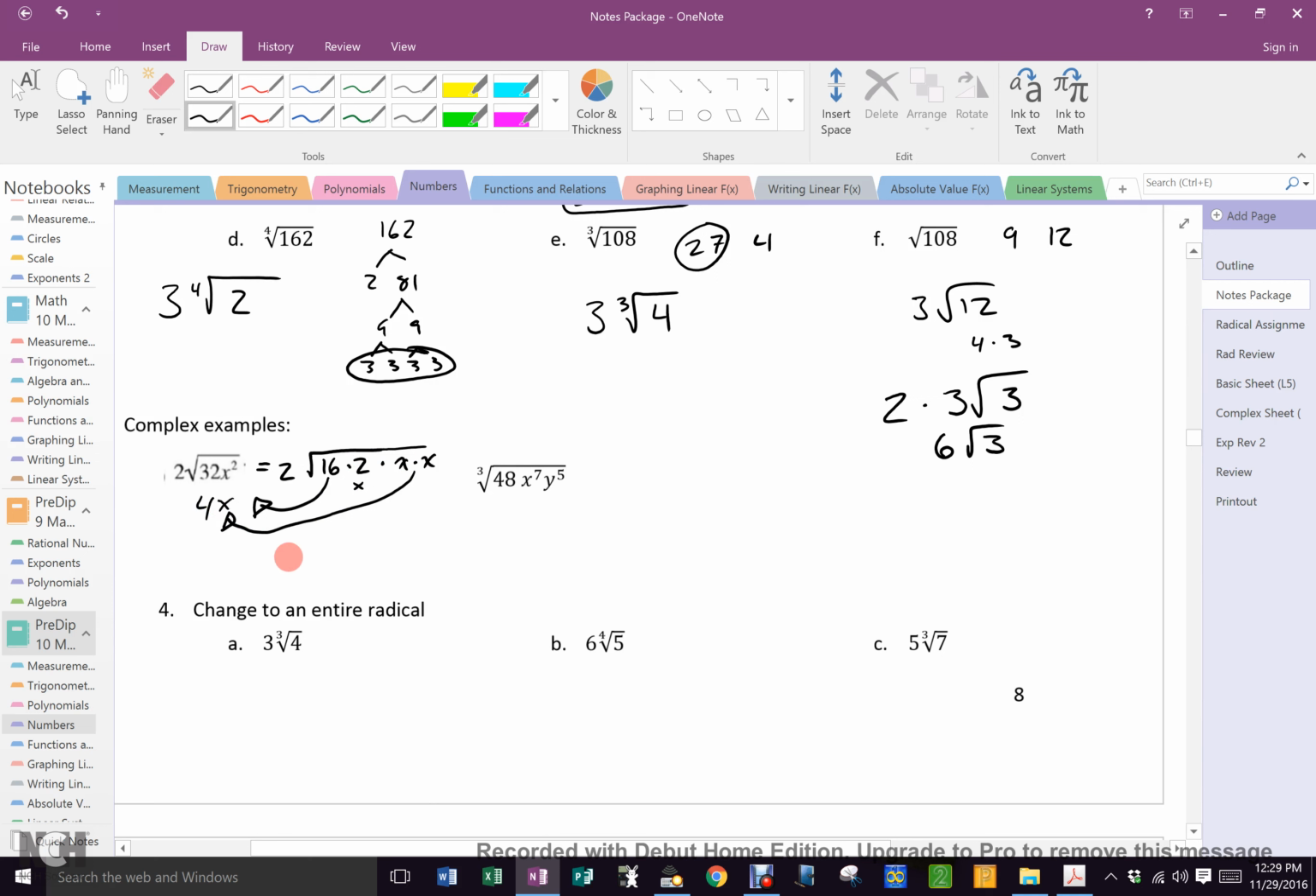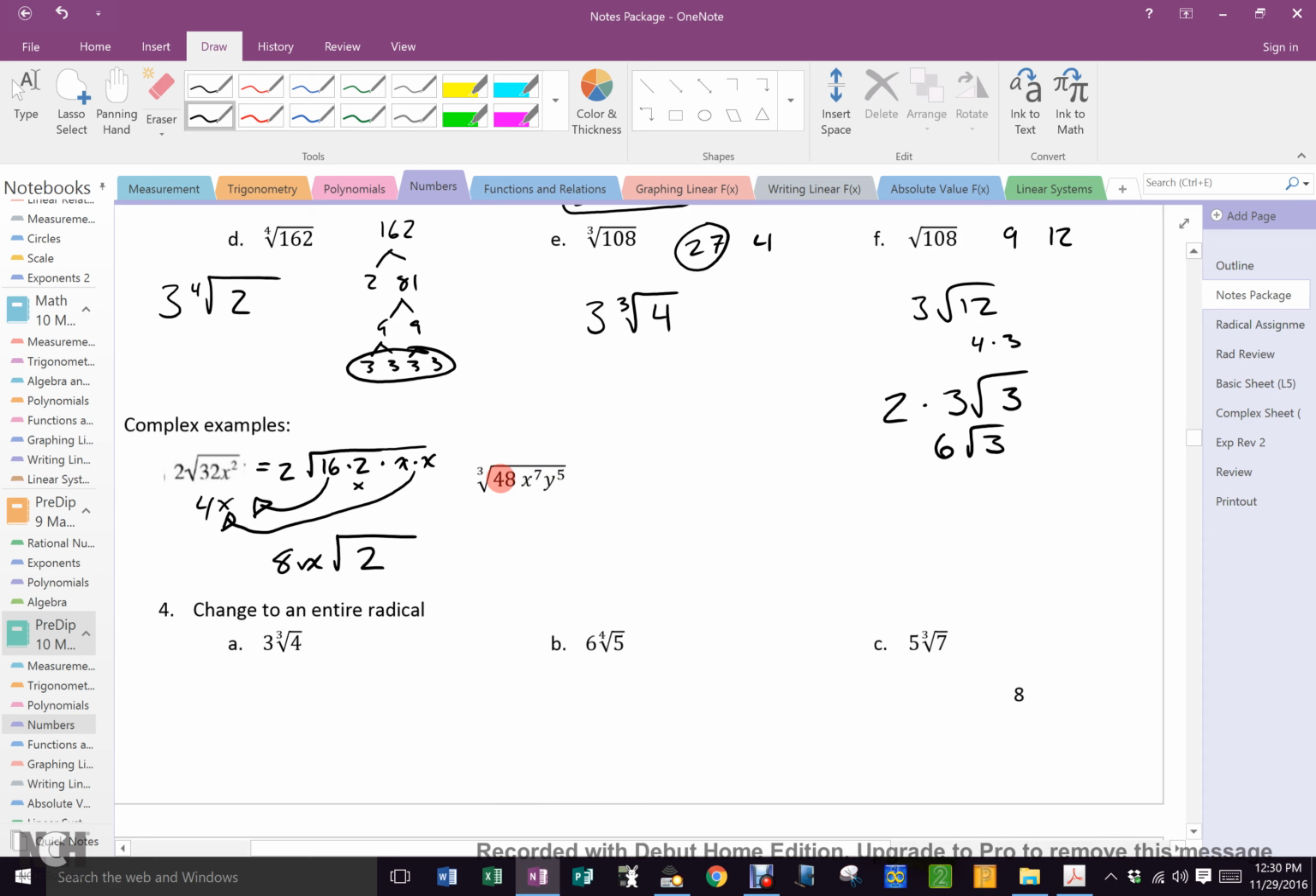So what do I have out front now? 8x. And what did I leave under there? 2. Does everybody see it? Does everybody see how to do it the long way? We're cool? Okay, we're going to do this one the long way, and then I'm going to give you a shortcut. All right? Everybody good? Okay.